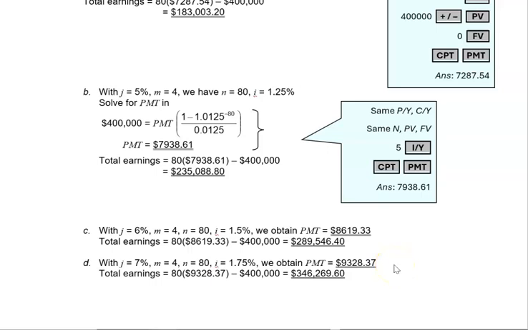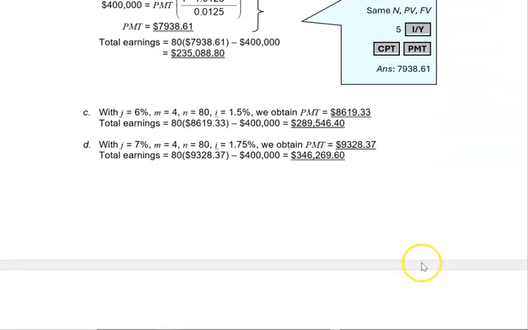$9,328.37. And again, for the amount that the investment earned, we're getting those payments quarterly, so multiply that by 80, subtract off your original investment of $400,000, and then it's showing you that this investment over its life earned $346,269.60. Let me know if you have any questions about that, okay?